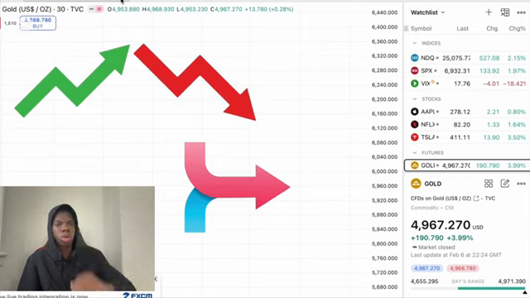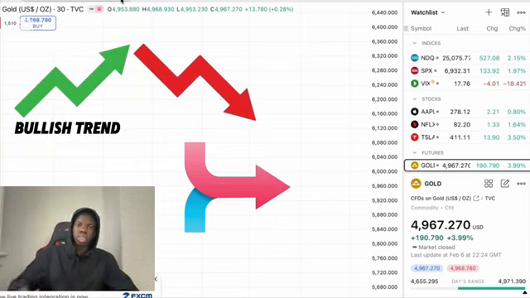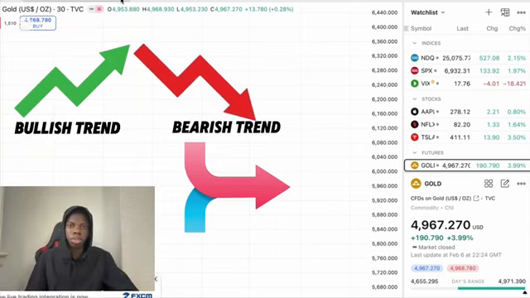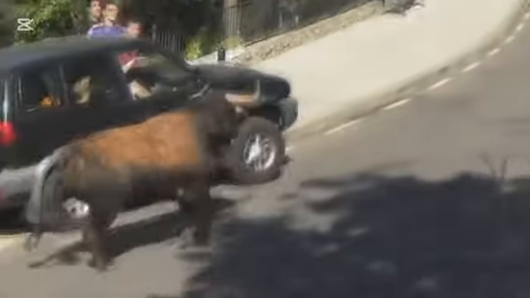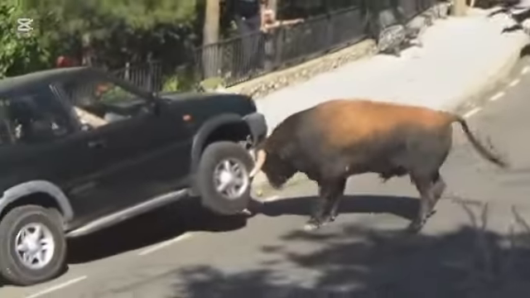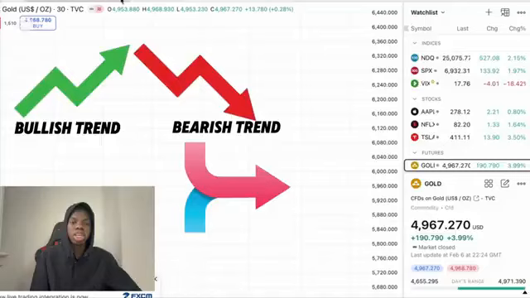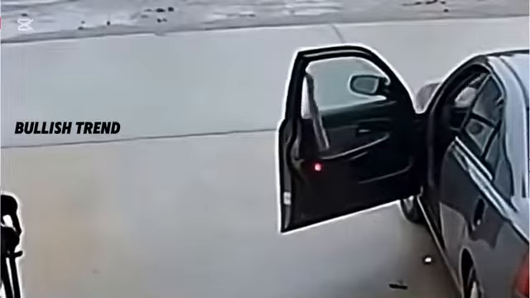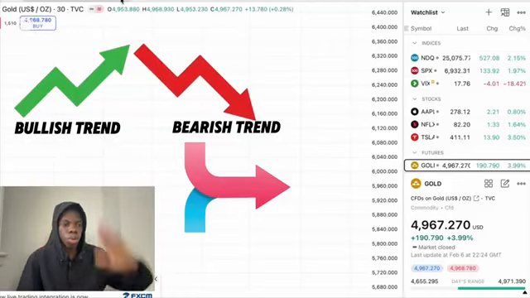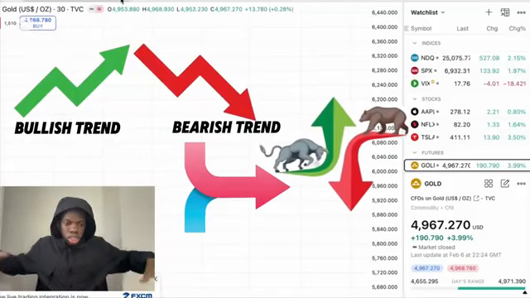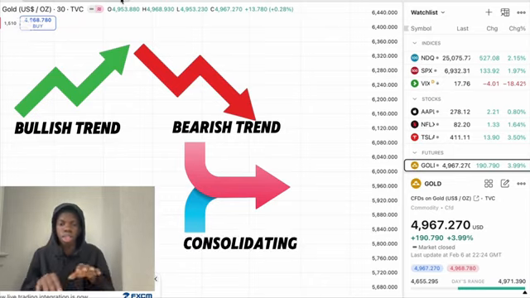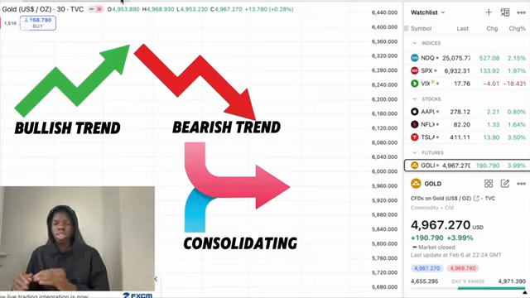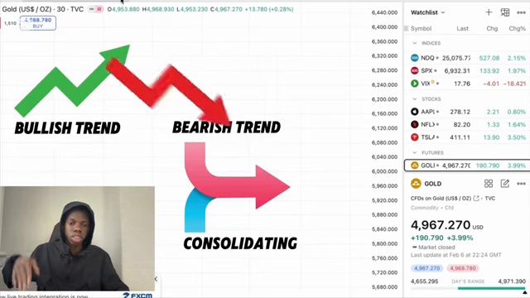The uptrend is called a bullish trend. The downtrend is called a bearish trend, because you know, when a bull wants to attack someone, it uses its horn to headbutt the person, it just raises its head like this and it will take the person up. Then a bear just pounces on the person. You understand? So that's why it's called a bull, up, bear, down. Consolidating, the market is just going sideways. It doesn't have an up direction or a down direction.